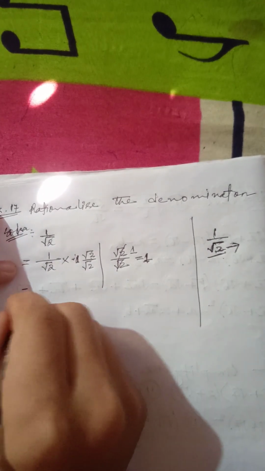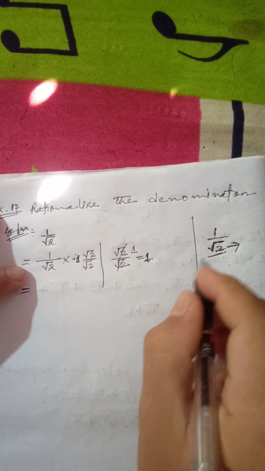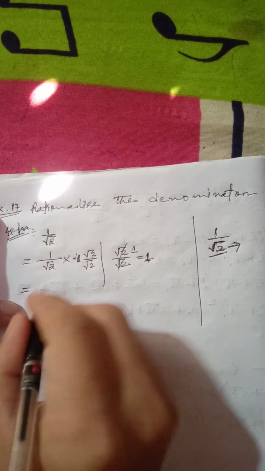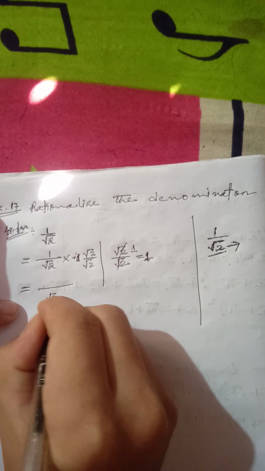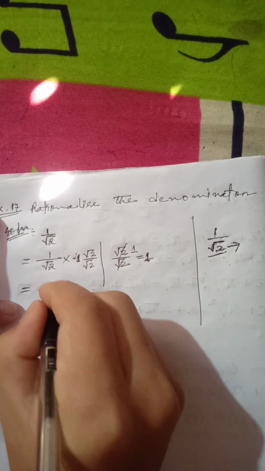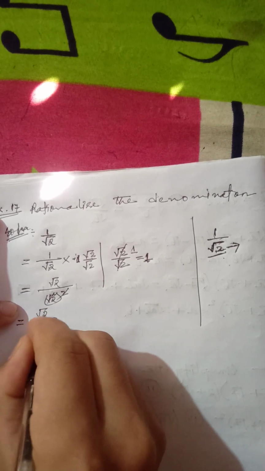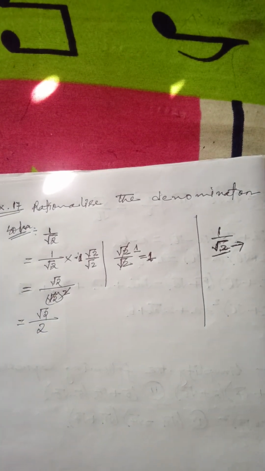We just made it in this form in order to convert the denominator into a rational number. Root 2 times root 2 will give you root 2 whole square. Here root 2 into 1 will give you root 2. Square and root cancel, so we get root 2 divided by 2. So that's all.